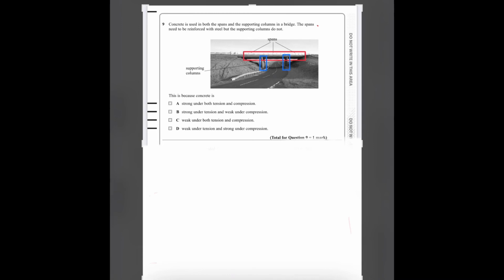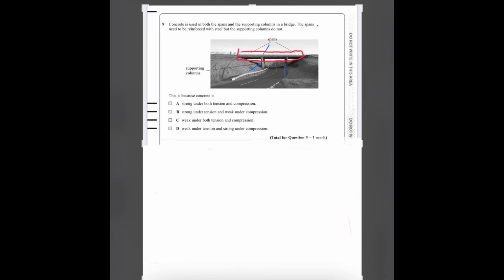These two are the supporting columns and this is the span. So it says that in both the span and the supporting column, brick is used, right? Concrete is used, and the spans need to be reinforced with steel but not the supporting columns, right? So this means that in the span we use bricks and the concrete at the same time, and in the supporting column here we only use concrete.